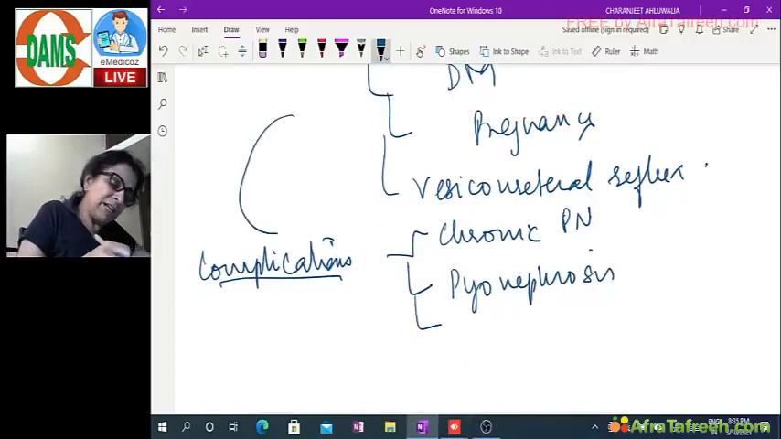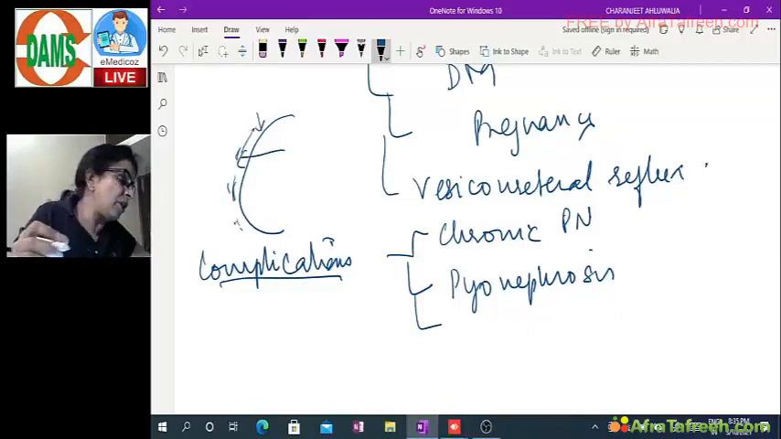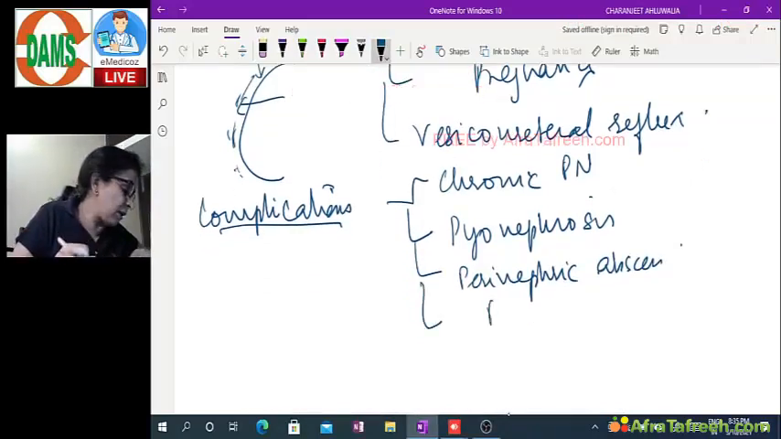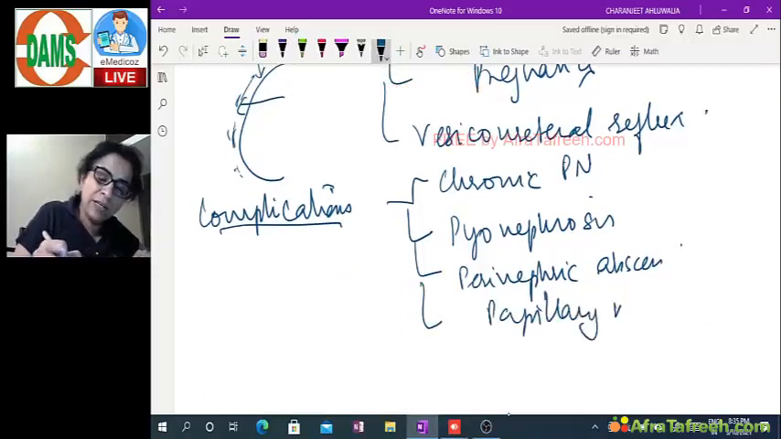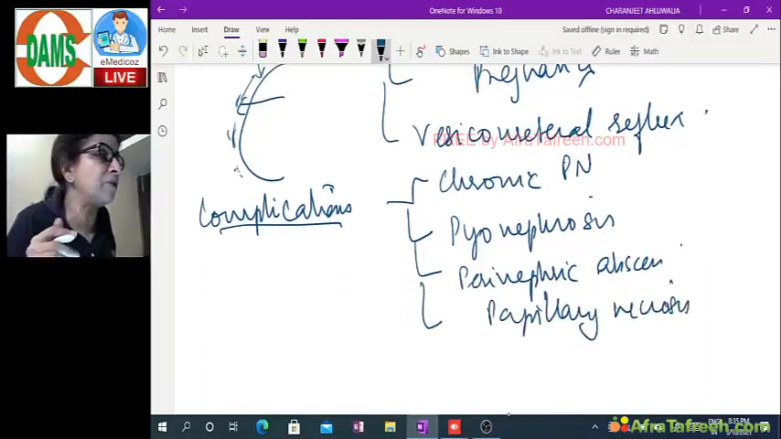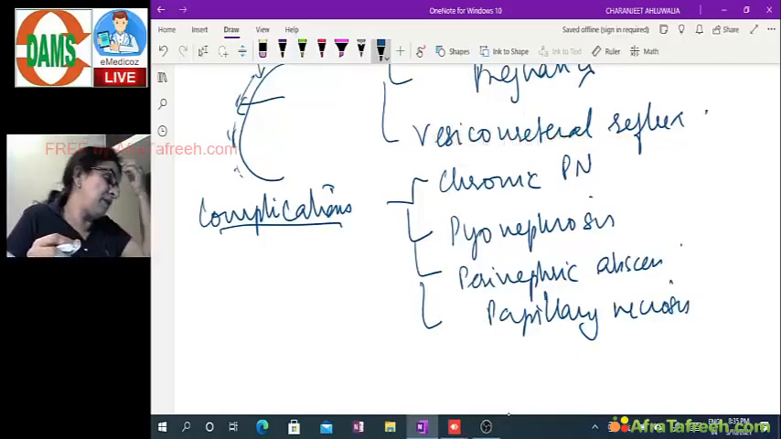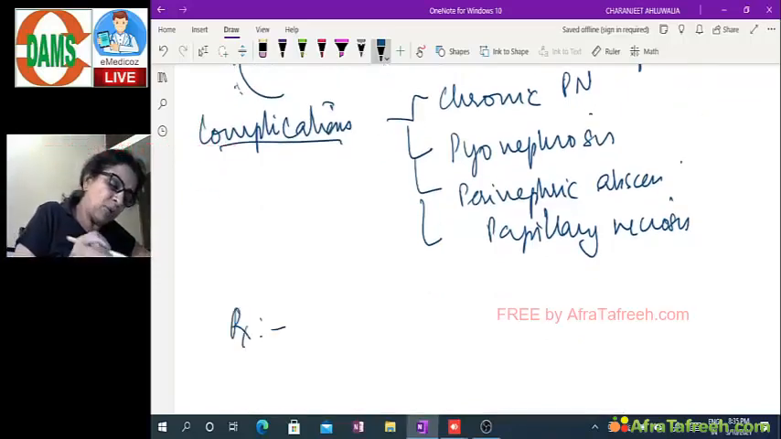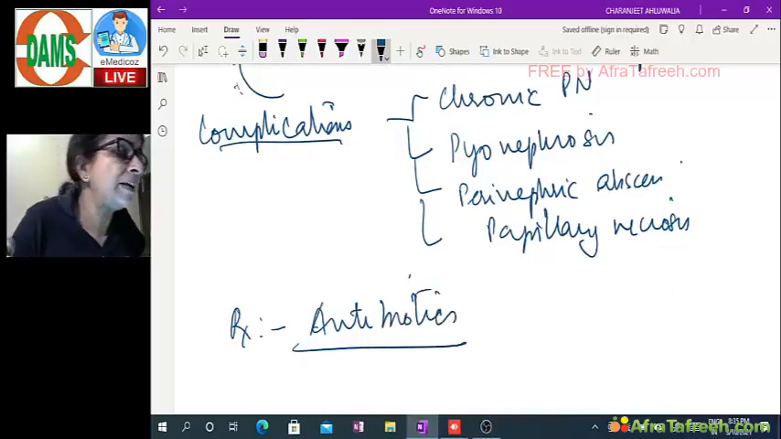Third, this is the kidney. Outside the kidney is the perinephric fat. Now infection from the kidney can go into the perinephric fat and cause a perinephric abscess. And last, it can also cause papillary necrosis. You know what the papilla is? I have already told you, the tips of the distal two-thirds of the medullary pyramids are called papillae. So renal papillary necrosis can also happen. And the treatment of acute pyelonephritis is that the patient has to be given antibiotics.